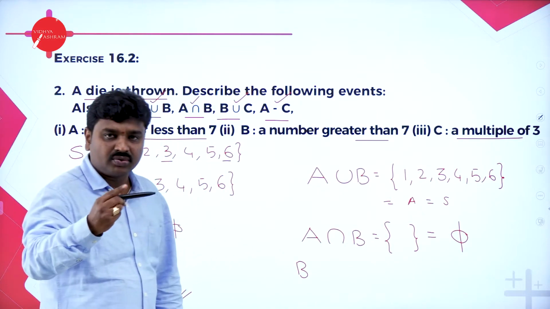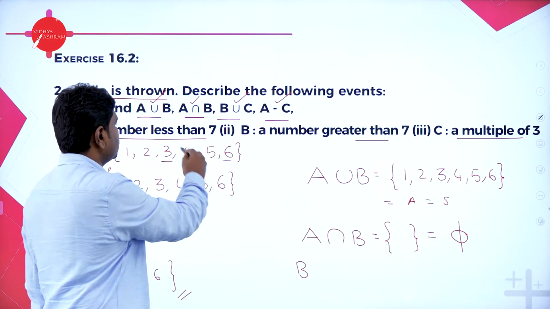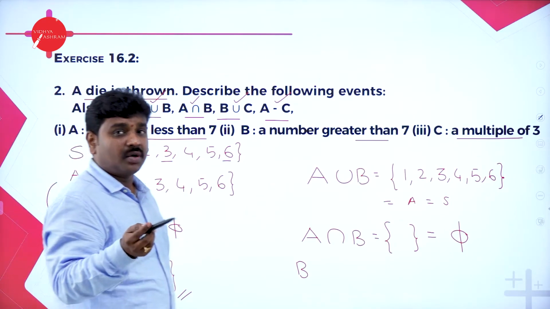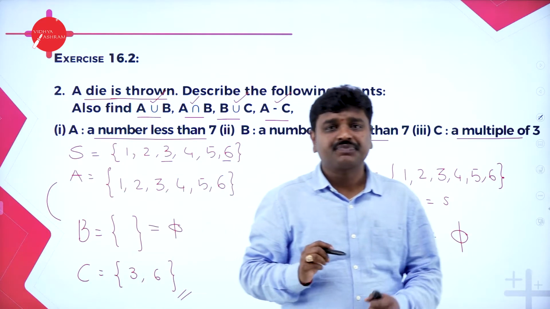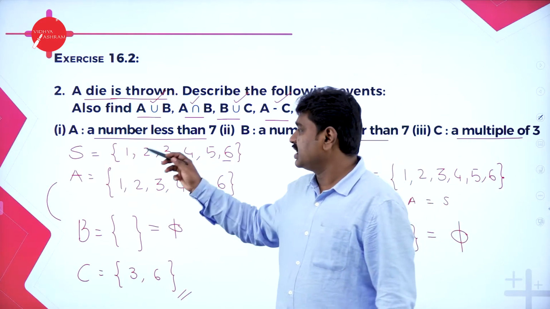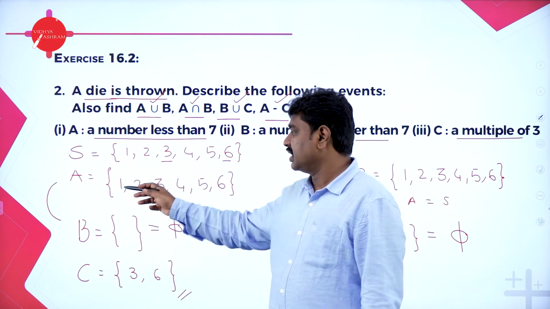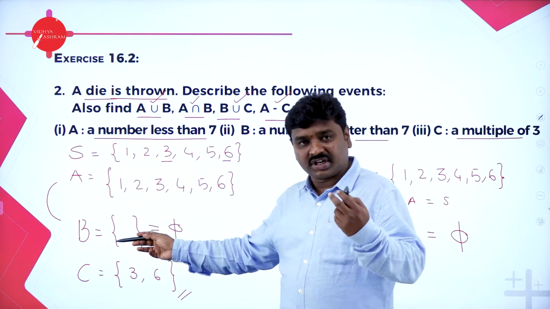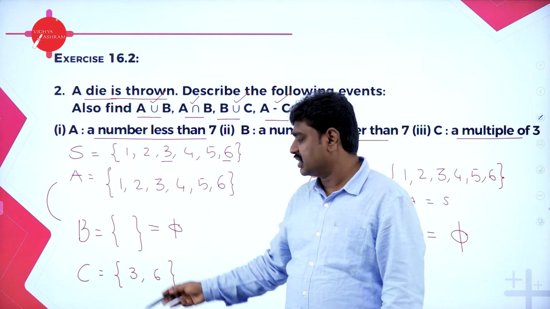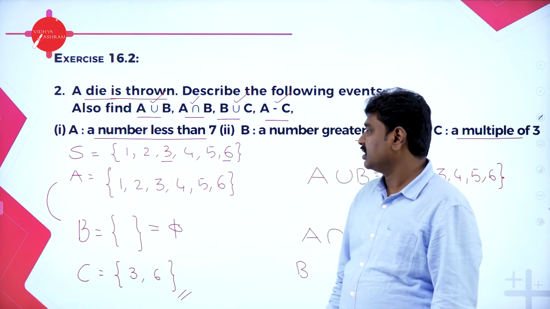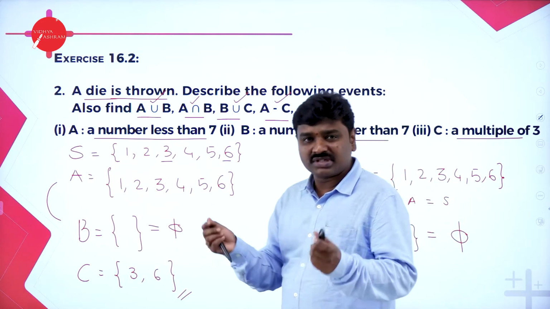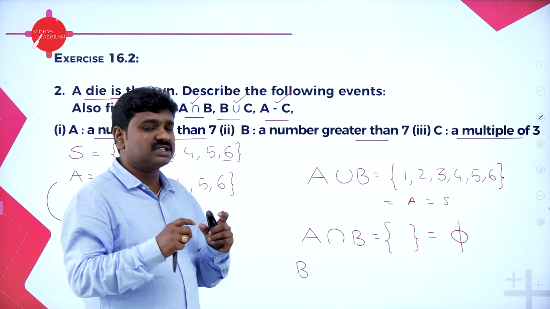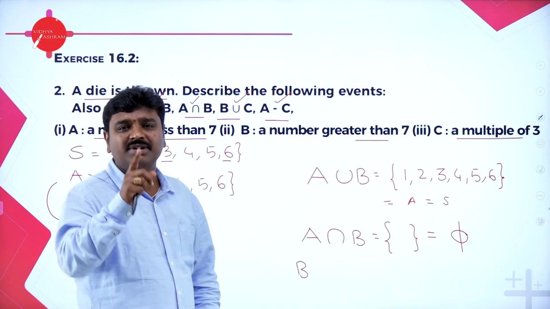We got A union B, then we got A intersection B, B union C, A minus C. I hope all of you got it. It's a combination of set theory as well as probability. Rolling a die, we got the sample space, and set A, numbers less than 7, means all 6 we will get. Set B, numbers greater than 7, is the null set, and set C is multiples of 3. Then A union B, union means combine, intersection means write the common elements, and A minus C means from A remove C and write the remaining elements of A.